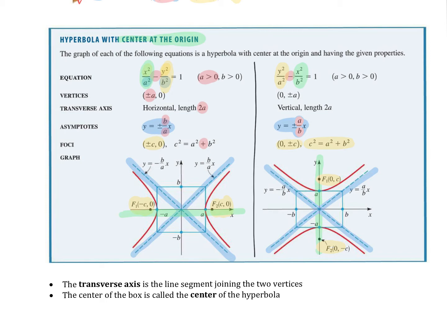So if y is first in terms of the equation, then you'll have a on top and b on the bottom. If x is first, then you'll have b on top and a on the bottom.